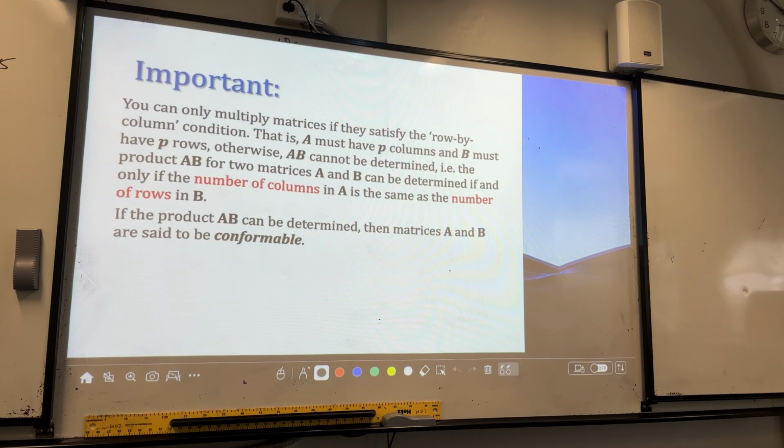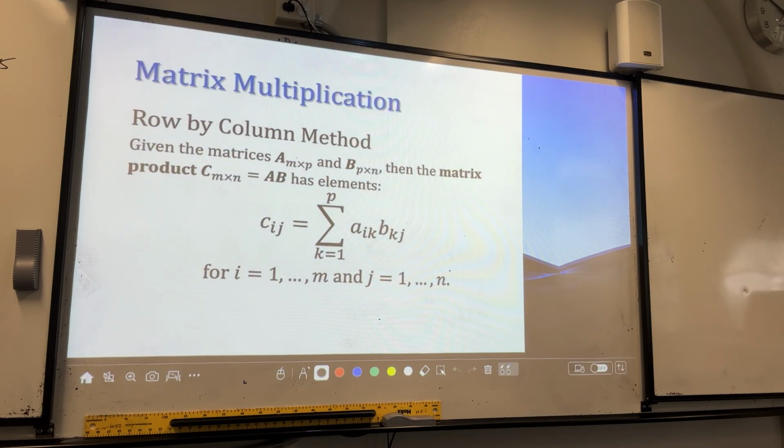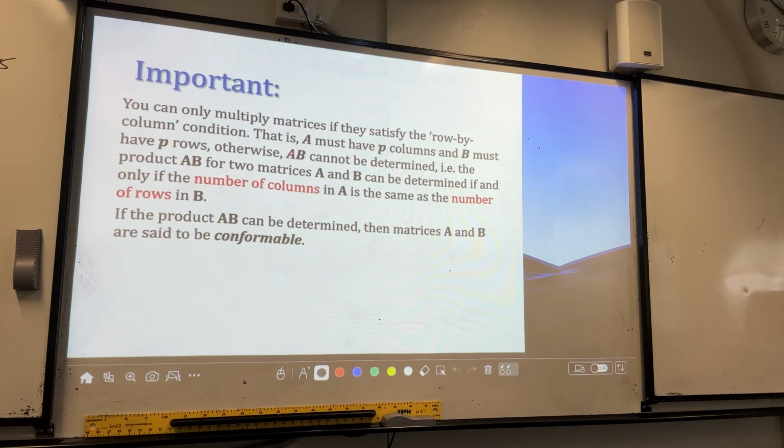So the next bit, this is important. You can only multiply matrices if they satisfy the row by column condition. That is, A must have p columns and B must have p rows. Go back and look at this. A has p columns, B has p rows. It cannot be p times n and n times p. If it is AB, it has to be p columns and p rows. Otherwise, AB cannot be determined.